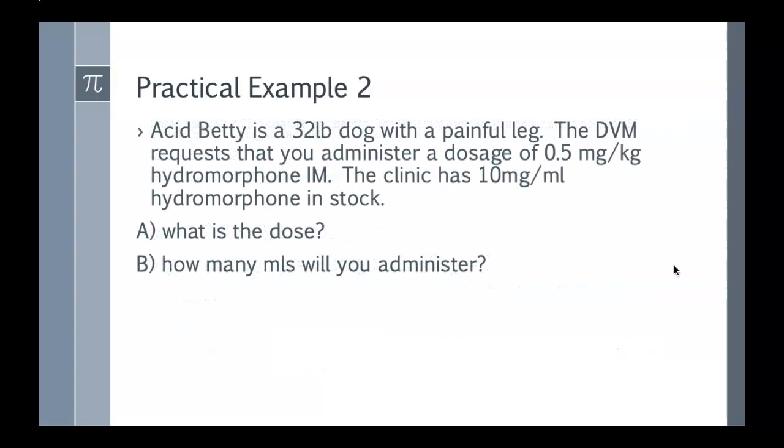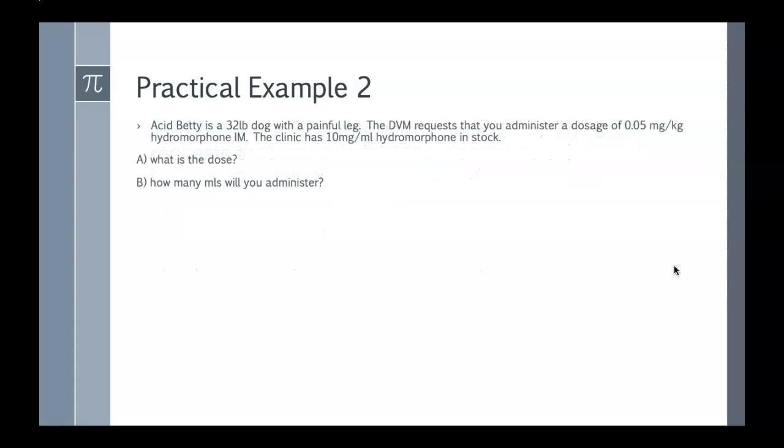Practical example number 2, Acid Betty is a 32-pound dog with a painful leg. The vet requests that you administer a dosage of 0.5 mg per kg hydromorphone intramuscularly. The clinic has 10 mg per mil hydro in stock. What's the dose? How many mils will you administer? Well, first step, of course, we need to look at 32 pounds. How many kilograms is that? We need to divide 32 pounds by 2.2, and that gives us 14.5 kilograms.